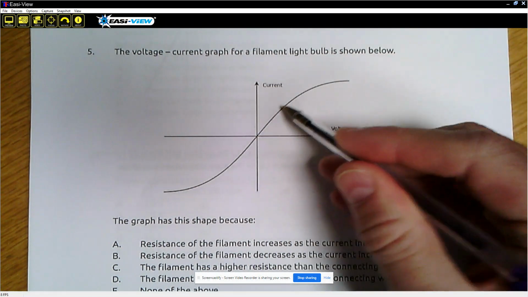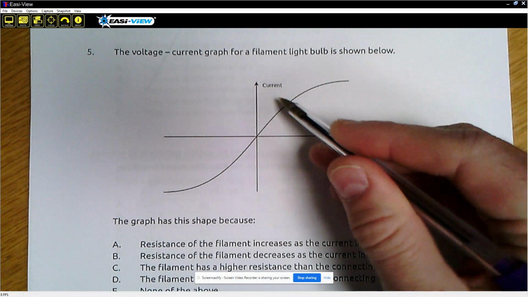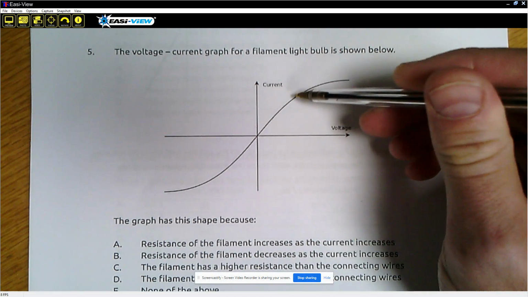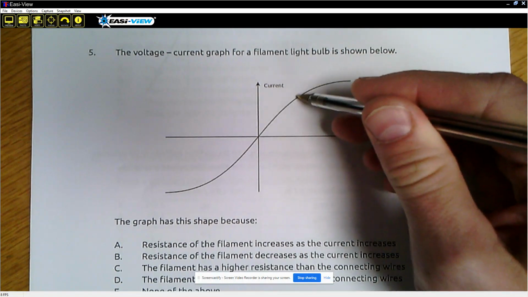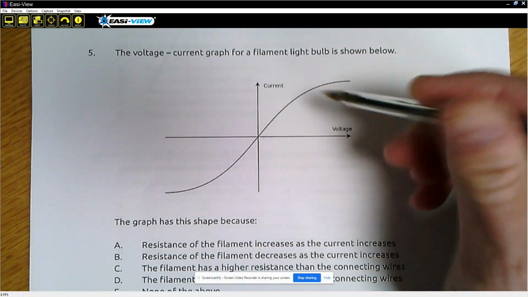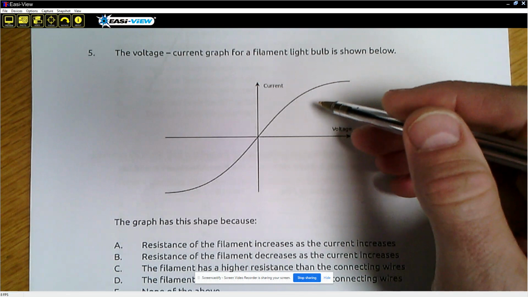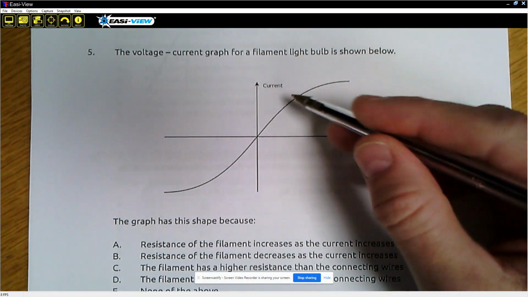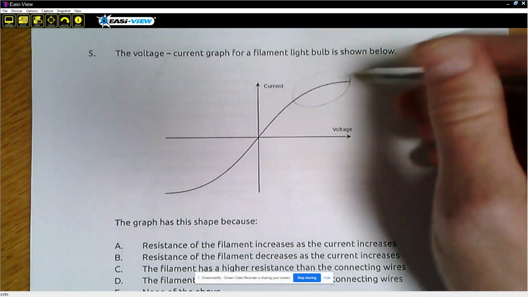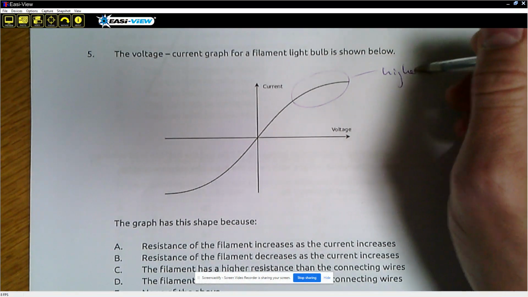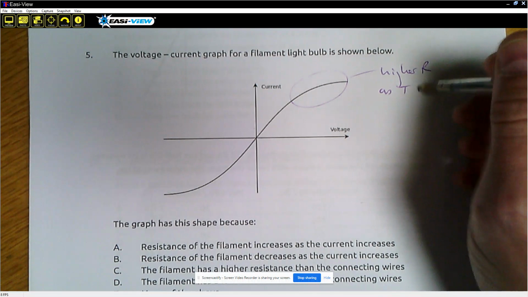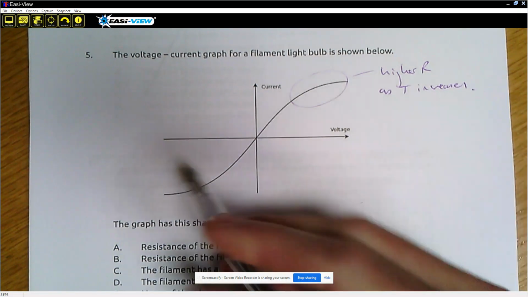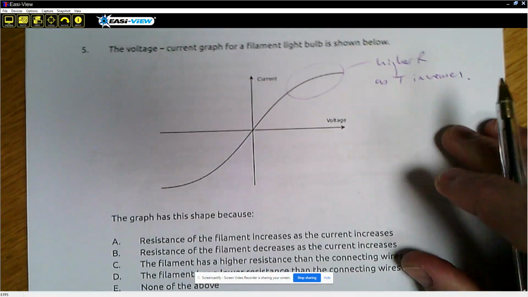But then as the voltage increases and the current increases, the current heats the filament and it gets hotter. So we actually get less of an increase in the current for the same change in voltage. If you're getting less of an increase in current for the same change in voltage, that must be due to the fact that the resistance is increasing. So up here, we've got higher resistance as temperature increases, and it's no longer ohmic. And it's the same in the other direction, so that's what's going on.